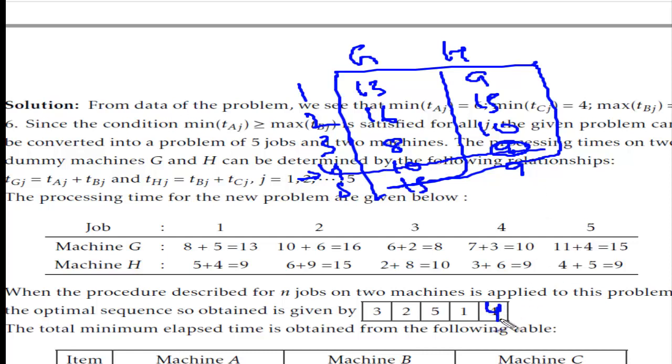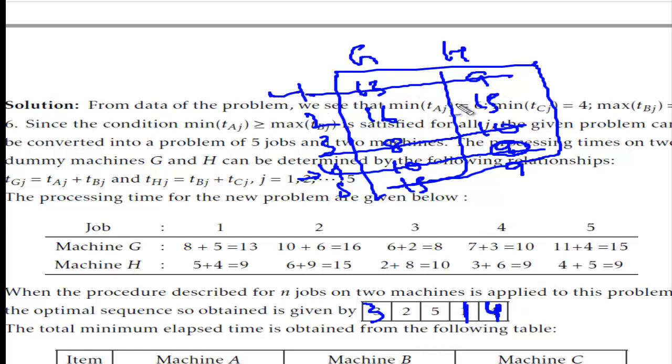Oh sorry, first 8 is the smallest, not the 9. 8 is smaller, right? So I have to assign job 3 first to the left. So this is gone. After that, there is the 9. So it has chosen this 9, that is job 4, because it is from the B side, so it is to be on this side. Okay, it is gone. So who is the next? Again, there are 2 9s now, 9 and 9. So it has chosen this one and put it on the right side.